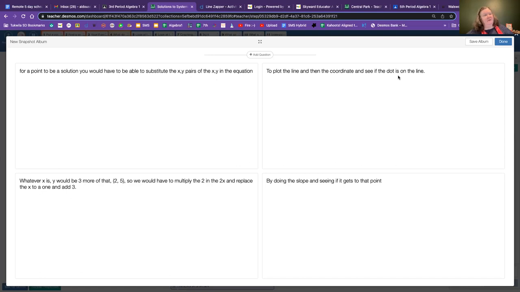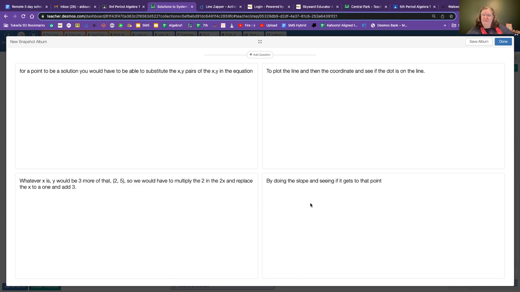So we could, in the first example, use the equation. In the second example, your classmate is saying we could use a graph to find out. The third example, whatever x is, y would be 3 more of that, 2, 5. So we would have to multiply the 2 in the 2x and replace the x to a 1 and add 3. So this person is explaining how you would do it with the equation.